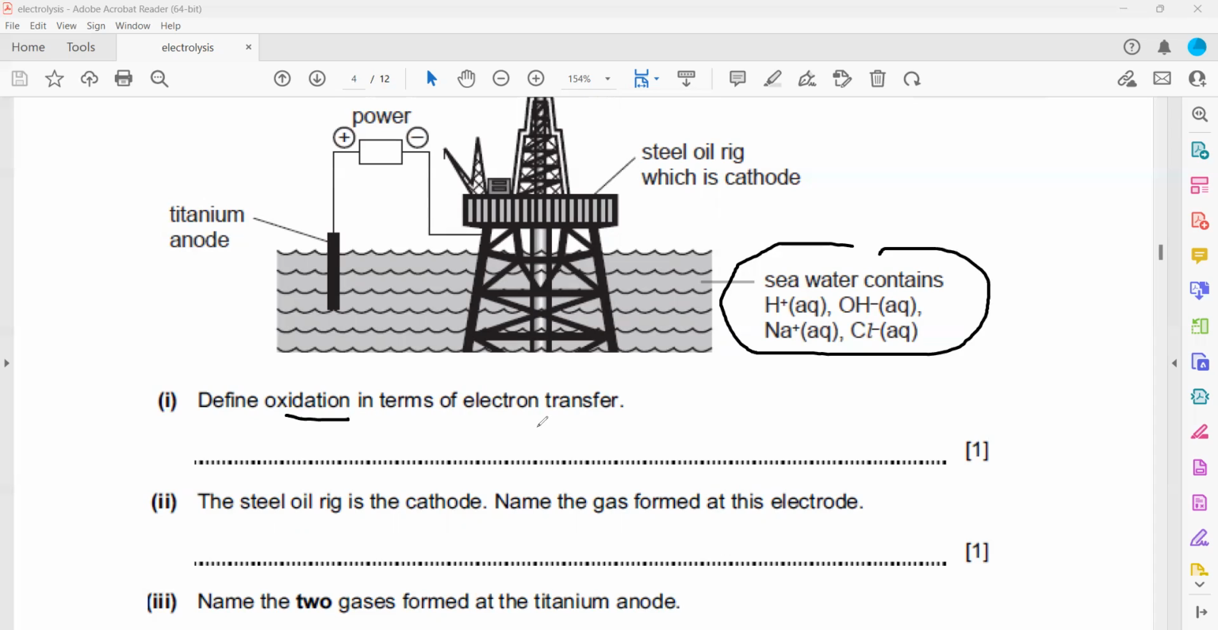So define oxidation in terms of electron transfer. What is the definition of oxidation? In terms of electrons, it is loss of electrons. So when you mention loss of electrons, you will score 1 mark.